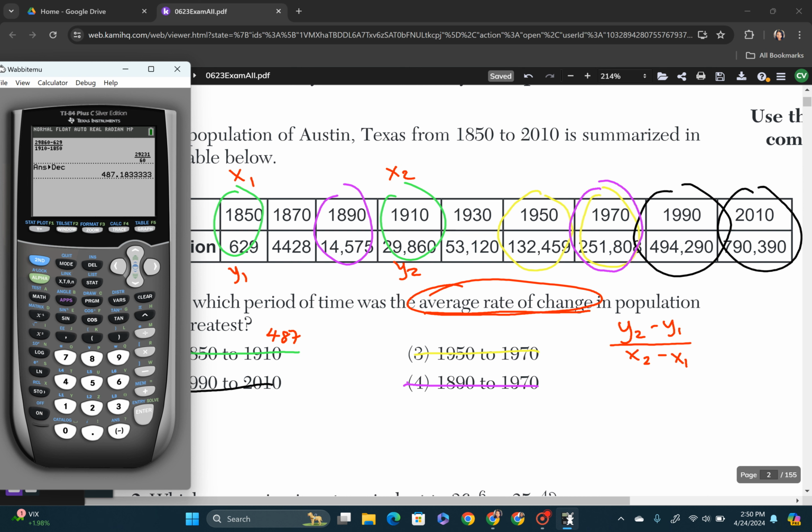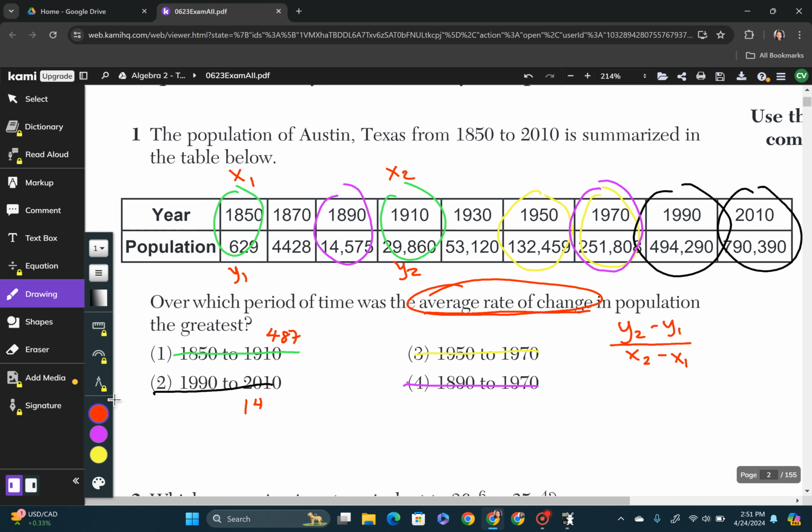So for the next one, 1990 to 2010, right? Again, I color-coded, so alpha y equals, and yes, you have to do this. There's no shortcut around this. So you go 790,390 minus 494. So the color coding does help. 494,290. And on the bottom, we're going to do 2010 minus 1990. Okay. And 14,805. So 14,805. And you do the same thing for each of the other ones.